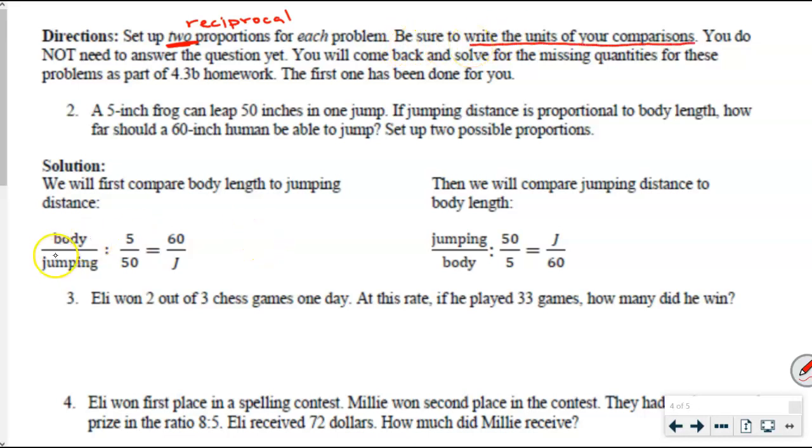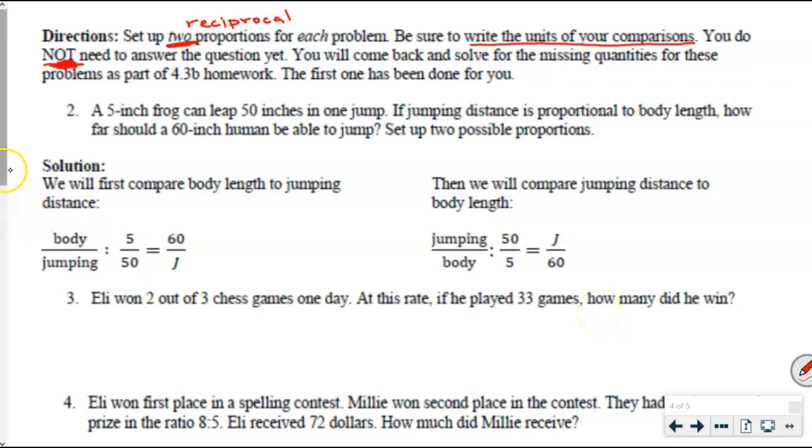When I say write the units, I'm talking about this. Body and jumping. What is it that we're measuring? Okay, that's what we're talking about with the units. You do not need to answer the questions. So again, our focus is not on answering the question that is being asked. Our focus is on writing these 2 proportions. Later on, we're going to come back and we're going to solve these, but we're not solving them right now.